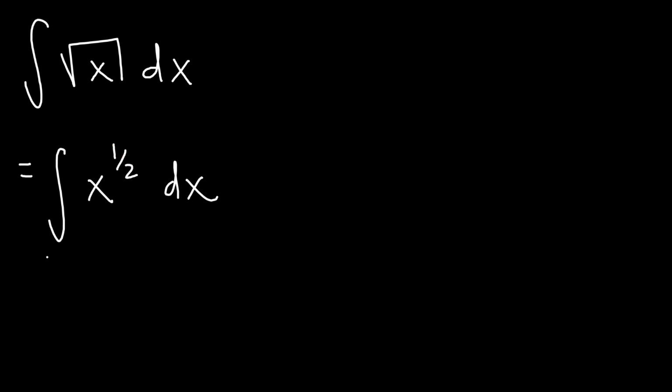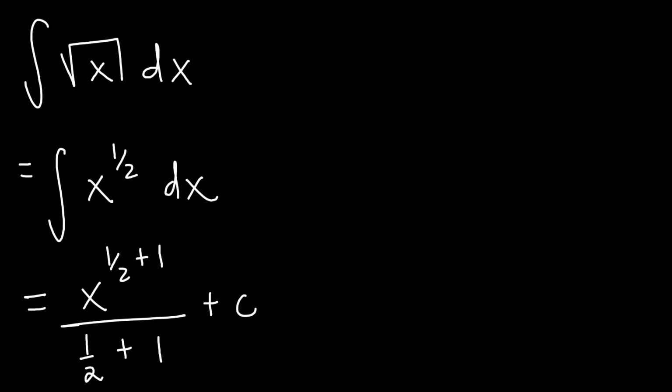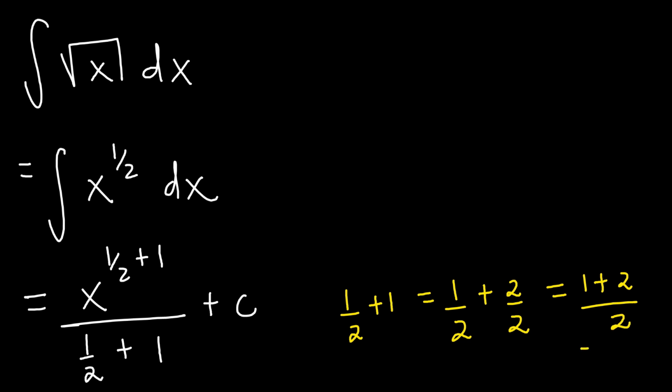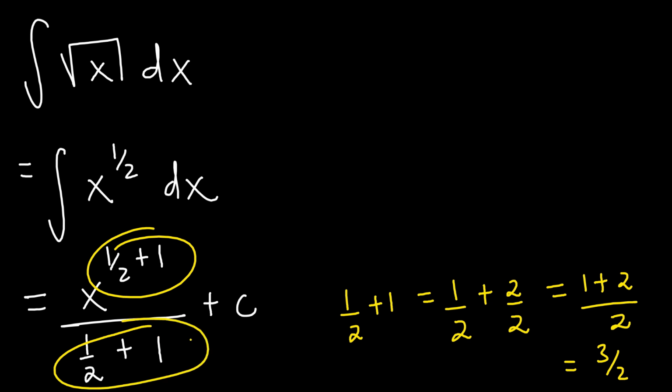And at this point we can integrate, so we shall have x to the power of 1 divided by 2 plus 1 divided by 1 divided by 2 plus 1 and then plus c. Now 1 divided by 2 plus 1 is the same as 1 divided by 2 and then plus 2 divided by 2. And since we have the same denominator, we can combine the numerators. So this will be 1 plus 2 divided by 2, which is equal to 3 divided by 2. So we shall replace this and this with 3 divided by 2.